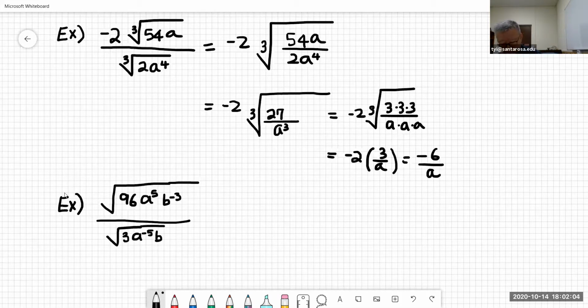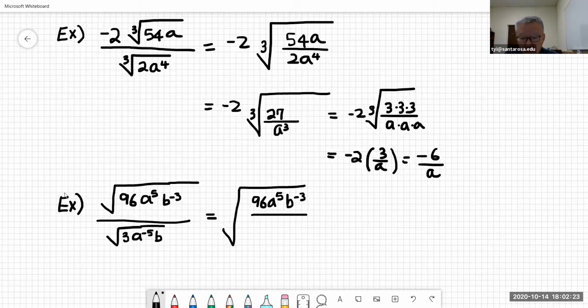Okay. Now I'm going to combine this into one so I can simplify this. So I have a square root 96 a to the 5 b to the minus 3 over 3 a to the minus 5 b. So once you put them under the one radical, then this becomes a matter of simplifying the exponents. Okay, so let me just bring this up a little bit here.